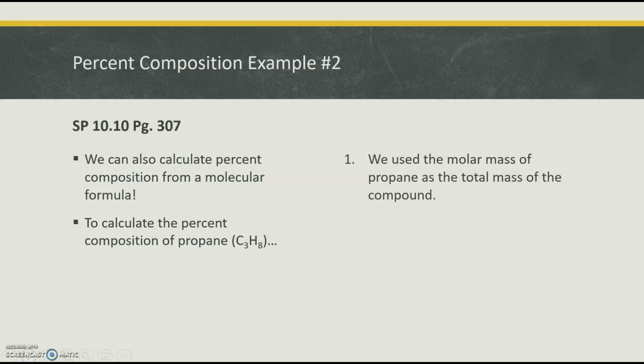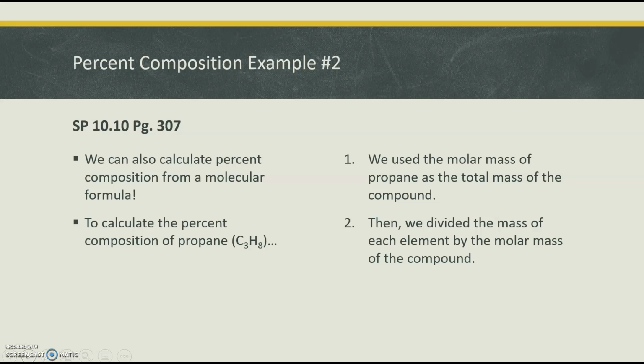Looking over the steps in this example, since we are given the molecular formula instead of our mass amounts, we used the molar mass of propane as the total mass of the compound. We divided the mass of each element by the molar mass of the compound. Remember, we got the mass of each element from the parts of that molar mass of the total propane. Lastly, we multiplied by 100 to get our percentage.